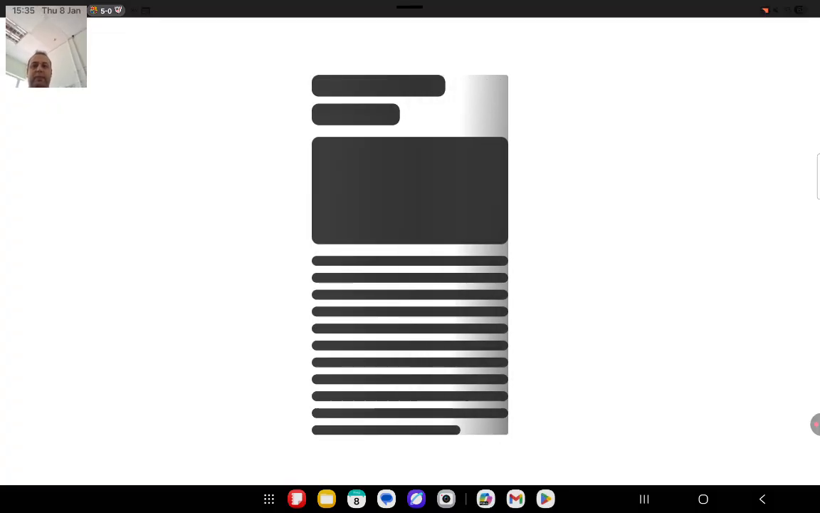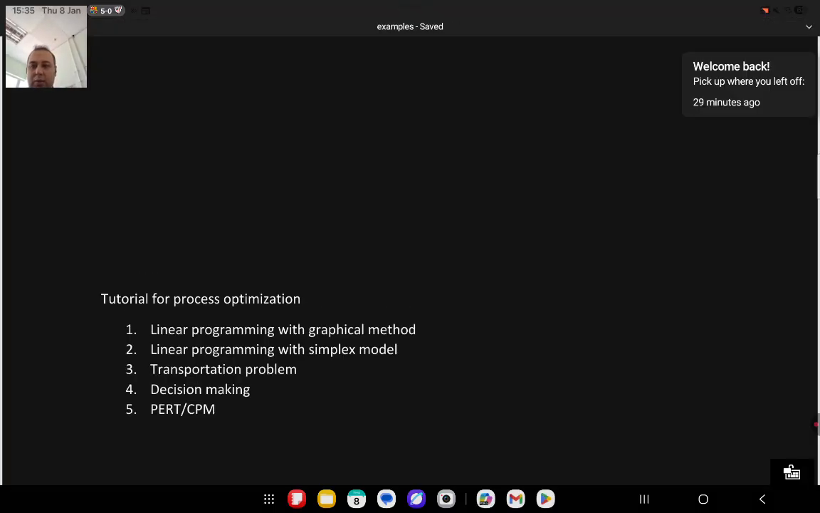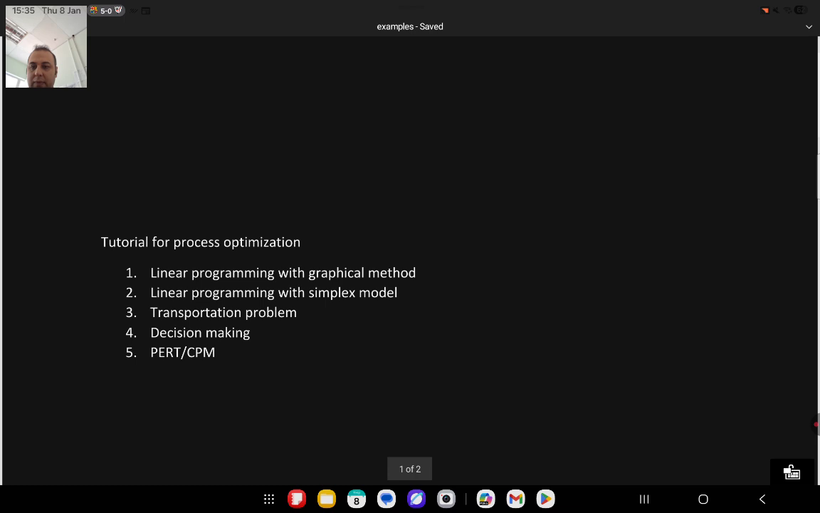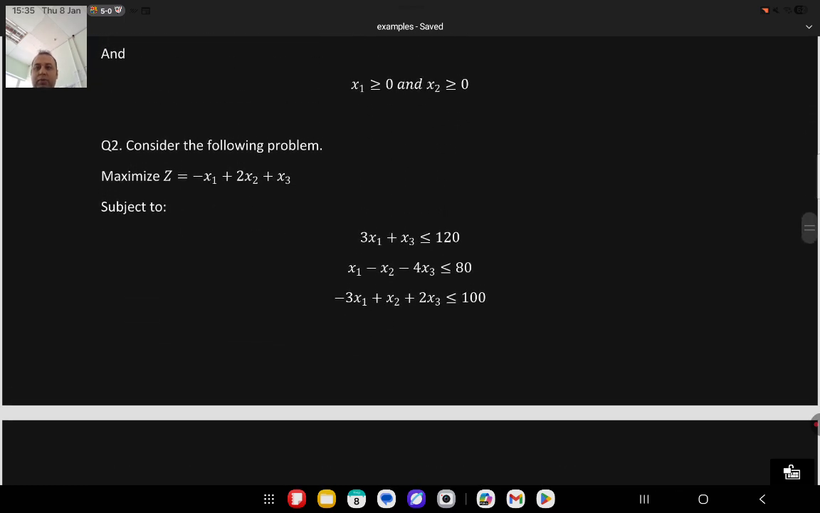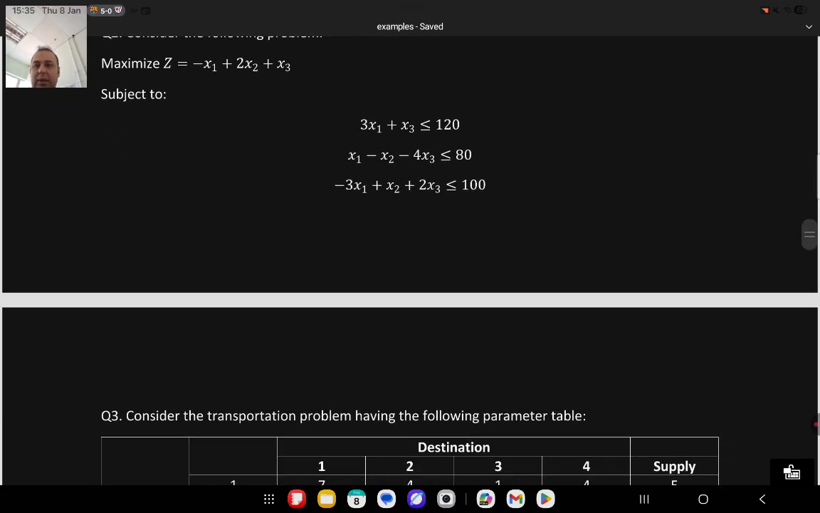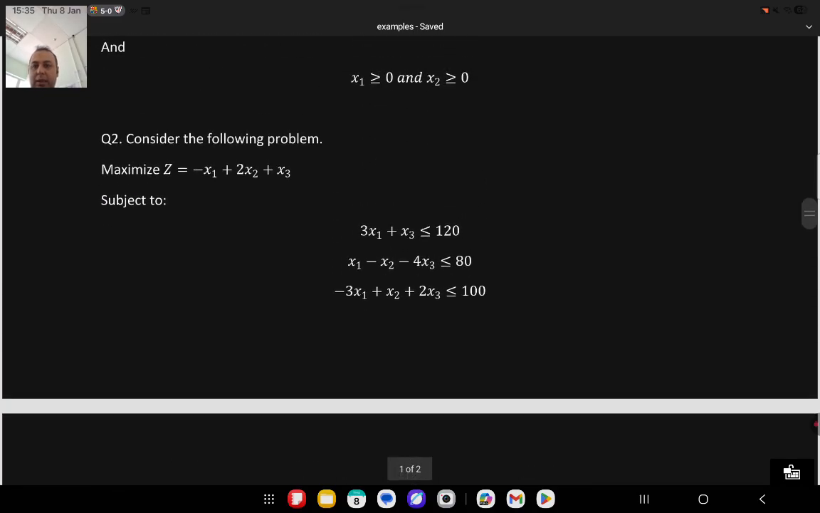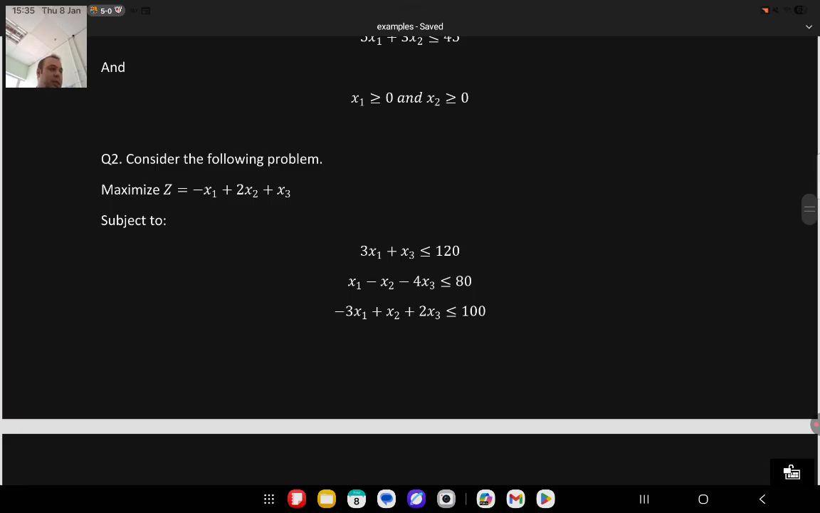Second question. Okay, so this first one is done. The second one, linear programming with the simplex method. Question number 2. So we again have maximization, similar. Maximization, and we have these limitations, subjected to 3x1 plus 3x3 less than 120 and this 3. Okay, again maximization.